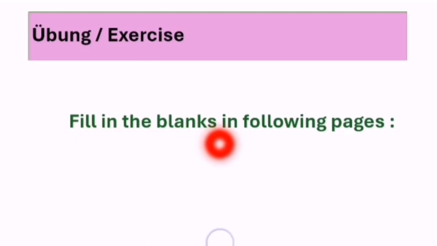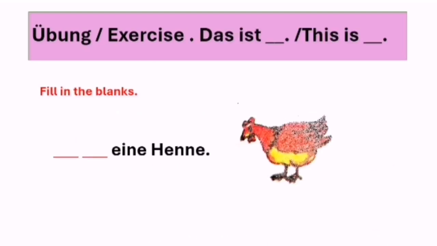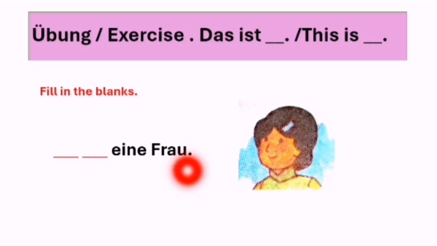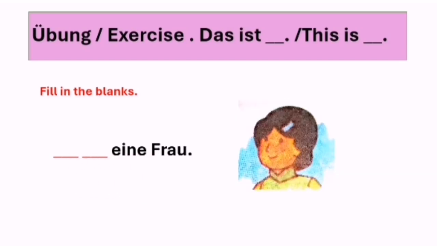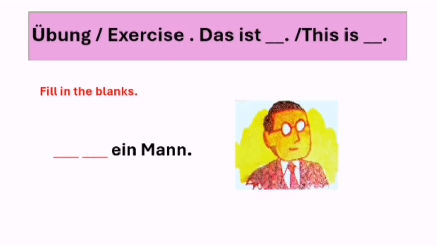Fill in the blanks in the following pages or slides. So you have to write what words come here, okay? Eine Henne. The first one I will do for you. "Das ist eine Henne." And you should write these two words in your notebook. So remember, you have to write every lesson separately in your notebook, okay? That will be helpful for you.